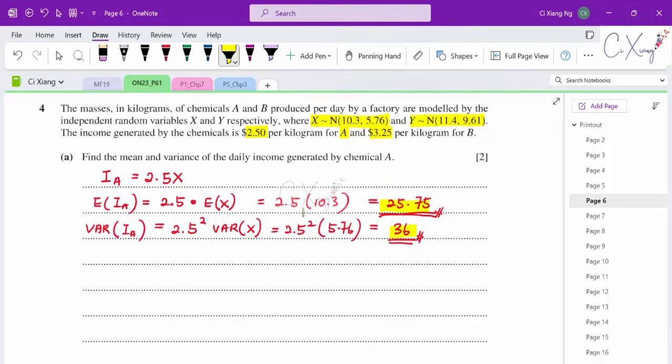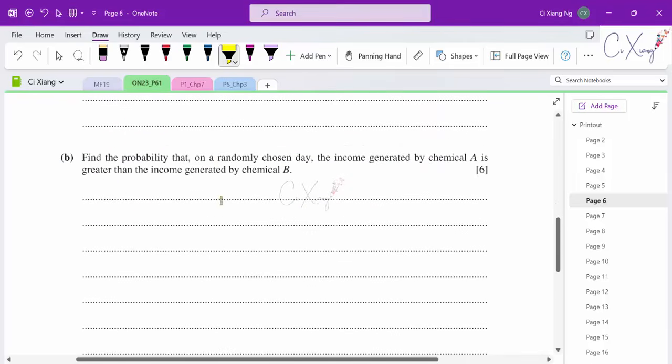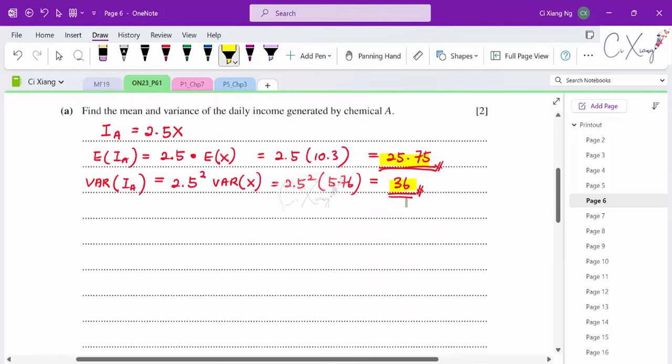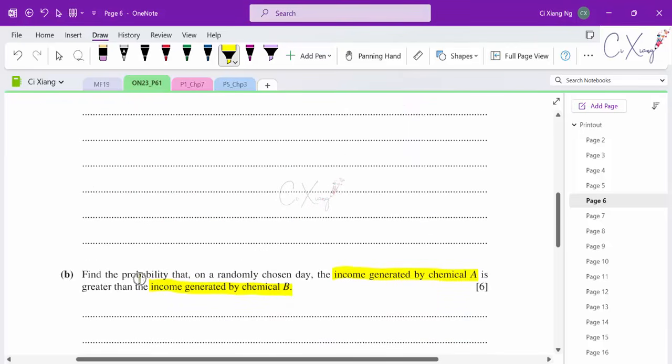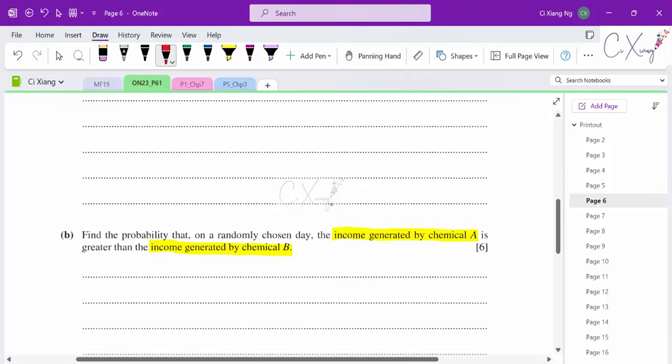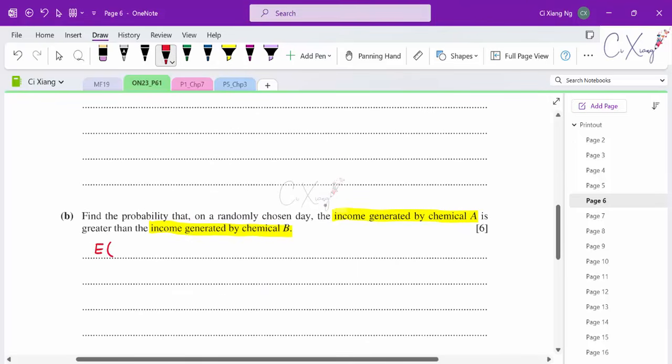Yeah, then let's continue to part B. For part B, now they want us to find the probability that on a randomly chosen day, the income generated by chemical A is greater than the income generated by chemical B. You can see that there are two different variables that we are interested in: the income generated by chemical A and also the income generated by chemical B. Just now, we already calculated the mean and also the variance for A. So before we can calculate the final answer for the probability, we definitely need to find the mean for B first.